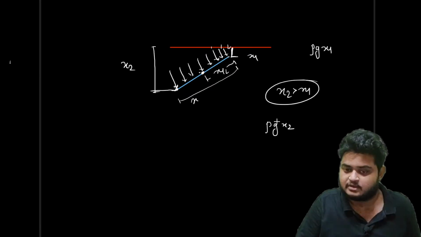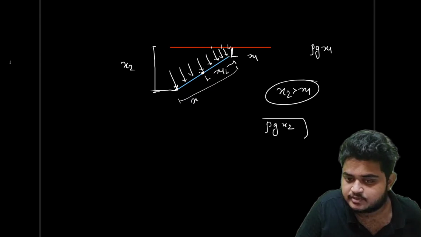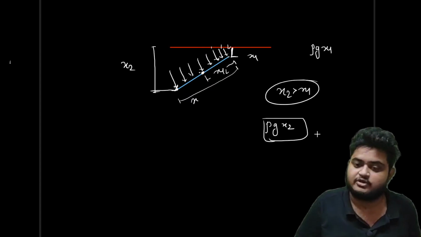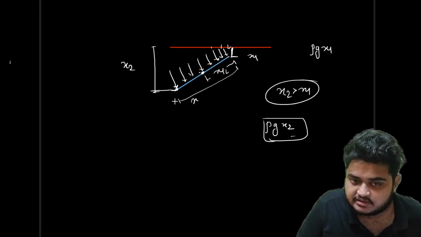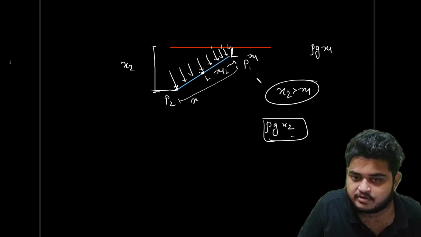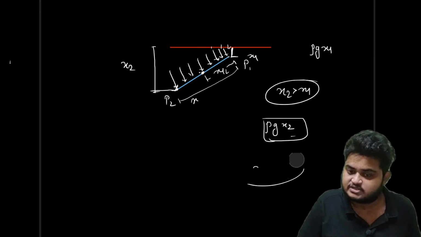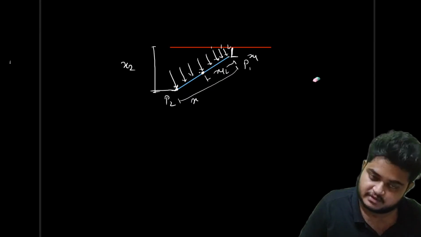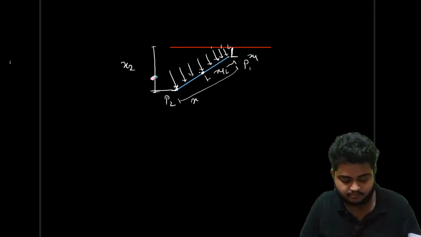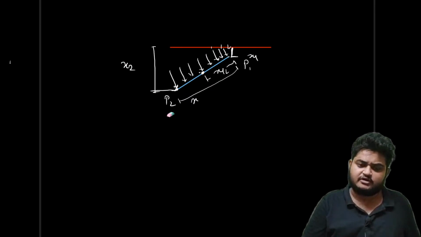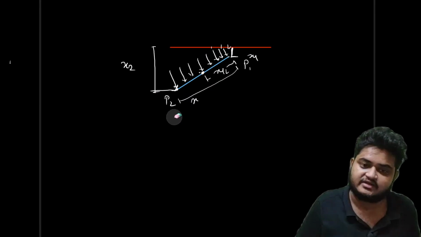x2, because rho and g will be constant, so the pressure will be varying with respect to the height or the depth, which is x1 or x2. So x2 is greater. Now I can say that the pressure at point 2 is obviously greater than the pressure at point 1. So the velocity profile is not linear, it is not the same everywhere. Not the velocity profile, the pressure profile.